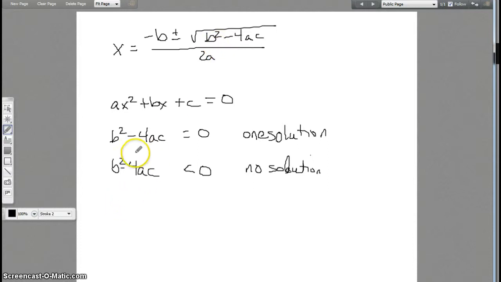And then the other value, b squared minus 4ac equals 0, gives us one solution. b squared minus 4ac less than 0 means there's no solution. And then if b squared minus 4ac is greater than 0, then we have two solutions. So based on our discriminant, before even bothering to calculate what x equals, we can determine how many solutions our equation has. So let's start off by doing some of the sample problems.